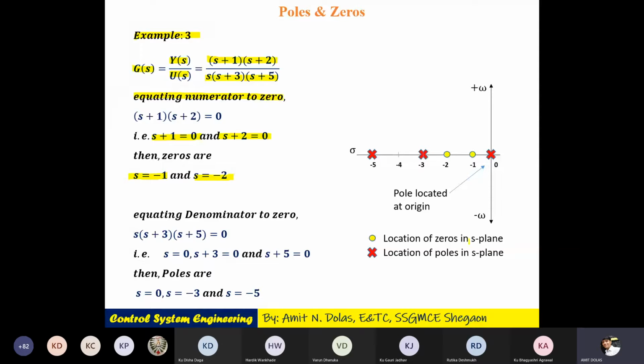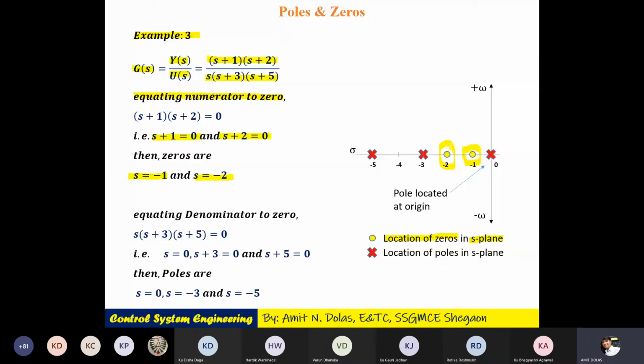So in the S plane, I have made a circle. Zeros are denoted by circles. So you can see this -1 is located here and -2 is located here.